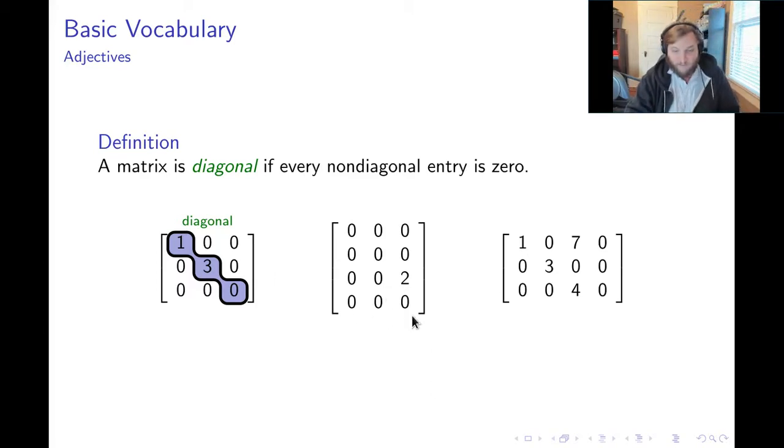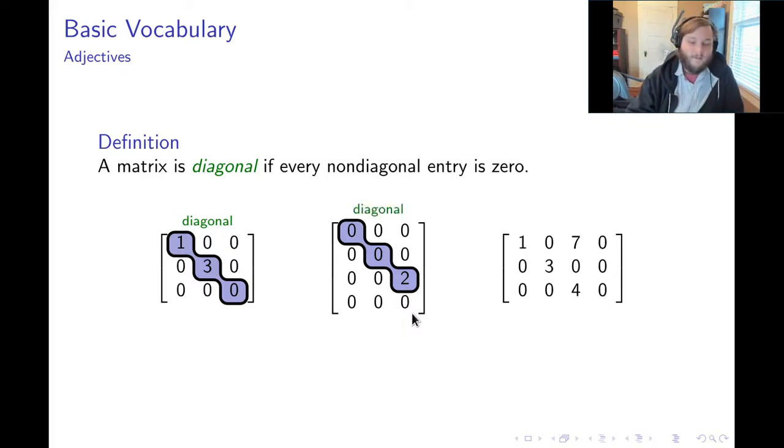Here we have a 4 by 3 matrix, and if we're curious whether or not the adjective diagonal applies to this matrix, we look at all of the entries on the main diagonal. So here we have 0, 0, and 2. But I don't care what those entries are. I want to know that everything outside of those entries is equal to 0, and in this case that does apply. So this matrix is appropriate to call diagonal.